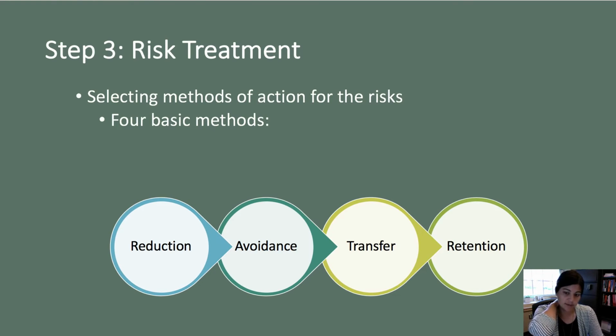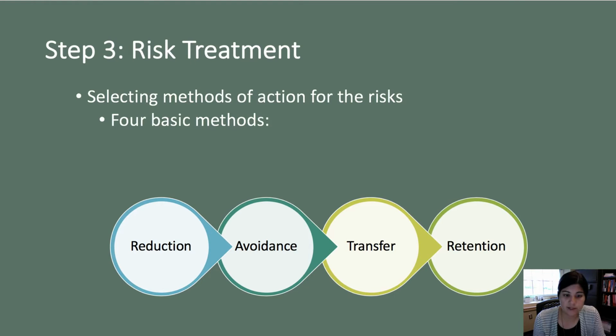Okay, so step 3 of our risk management process is what we call risk treatment. So we've identified the risks, we've evaluated the risks based on their frequency and severity. Now we have to actually think about how we're going to treat these risks. So what steps are we going to take to try to lower these risks or make them go away entirely? Basically there are 4 methods to risk treatment. So 4 different options you have.